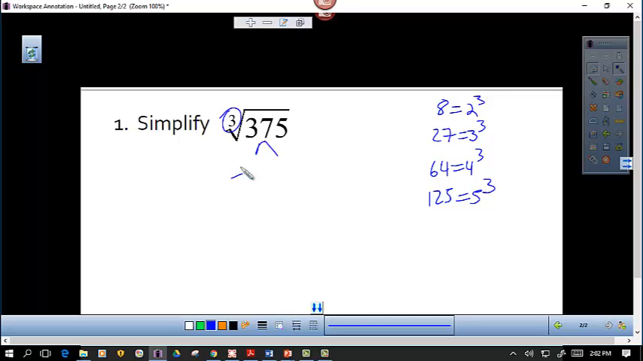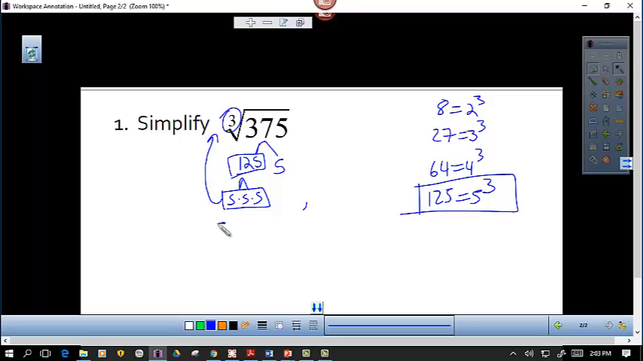So what I notice is that this can be multiplied. 125 and 5 is what 375 can be broken down into. I can actually stop right here because I know that 125 is a perfect cube. That means it's multiplied 5 times 5 times 5, so it has that group of 3 fives, so that means 1 is going to come out.